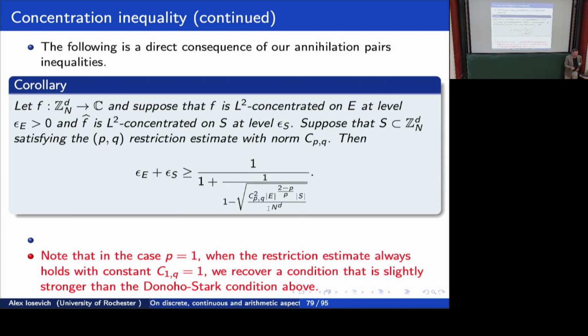The only thing I want you to notice about this is that even in the case when we take the L1 restriction theorem, which always holds, this is a slight improvement on Donoho and Stark. The slight improvement comes from this 1 plus. I'm not making a big deal out of this. This is just meant to illustrate the efficiency of annihilation inequalities, right? I don't think that this moves the needle as far as applications go. I'm not trying to overstate it, but it doesn't. So without the 1 plus, in the case that C_1q is 1, it's the same as the Donoho-Stark.